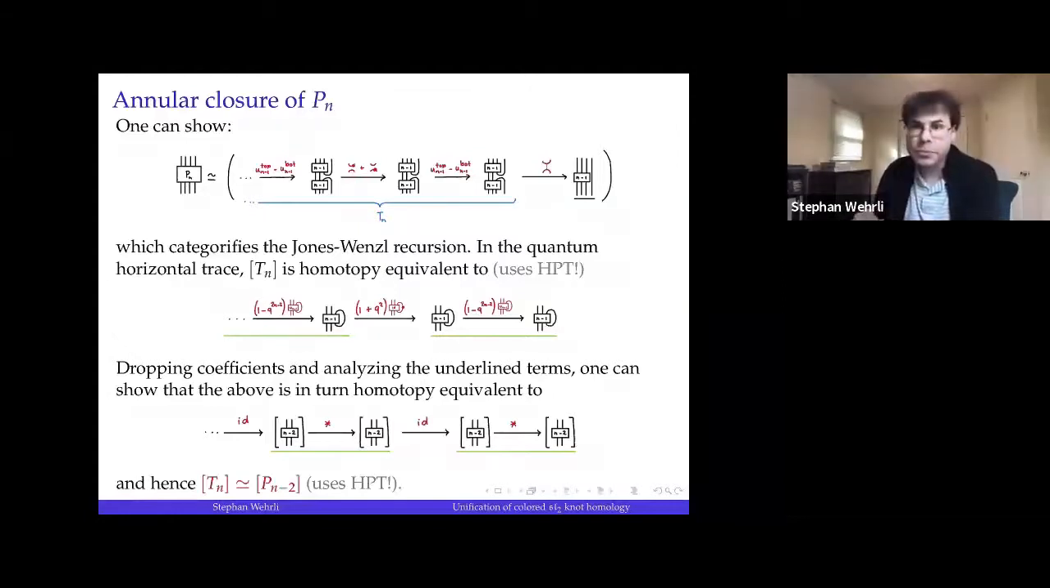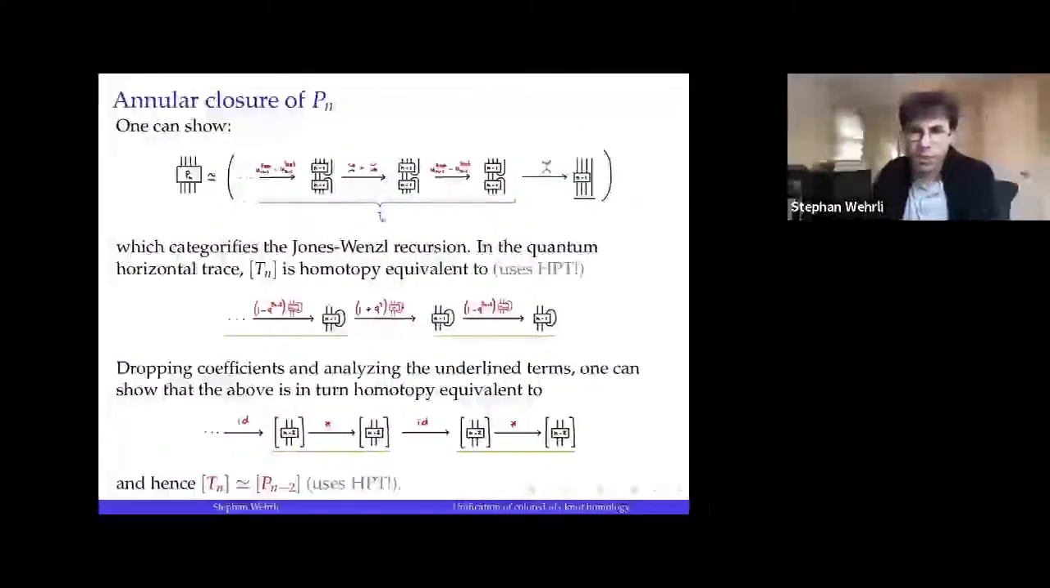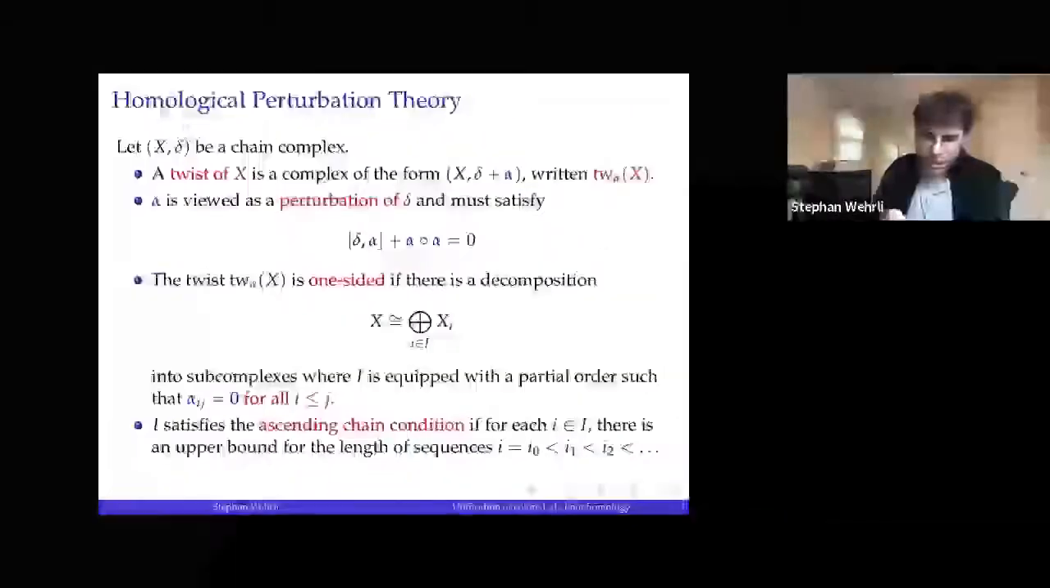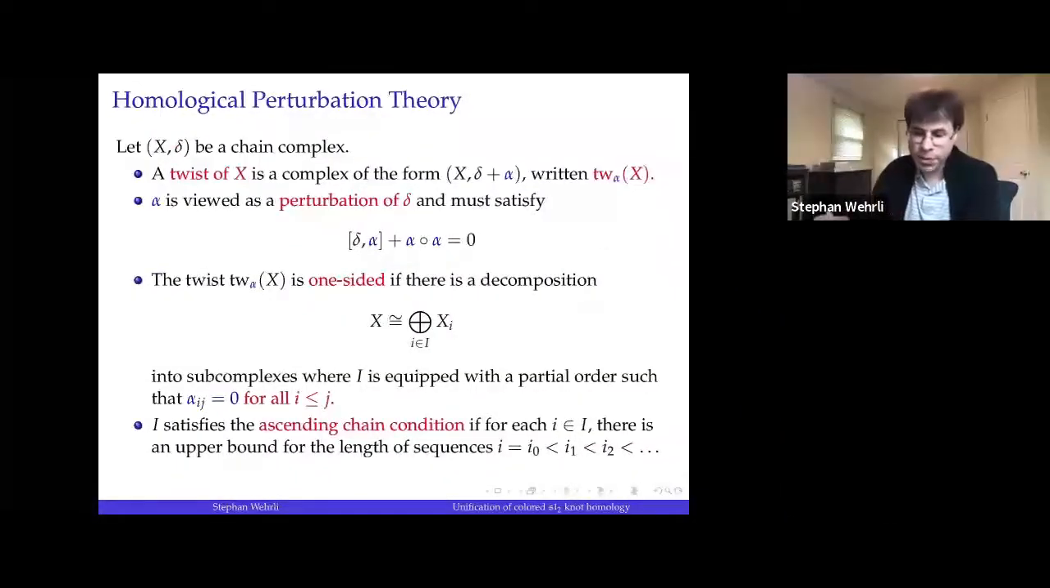Okay, so now I mentioned homological perturbation theory several times. What is homological perturbation theory? Homological perturbation theory is concerned with deformations of complexes and with understanding how homotopies extend to such deformations. In general, we start with some chain complex, where delta is the differential of this complex. We can add some extra term to the differential, and then we get a deformed complex, which is called the twist of the original complex. We denote this by this twist here.